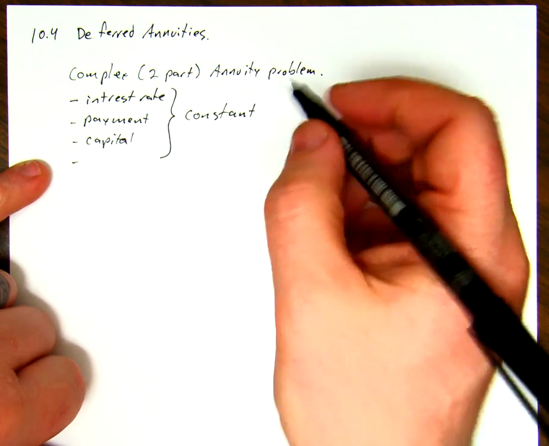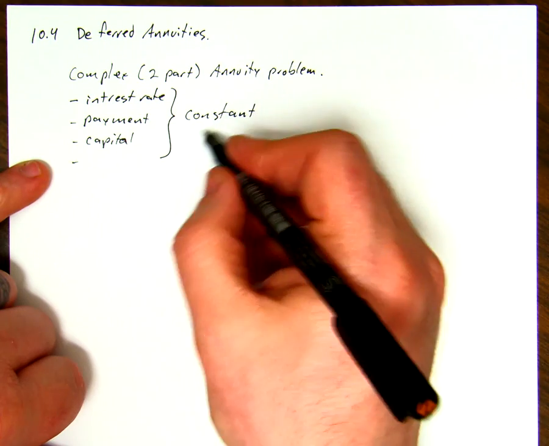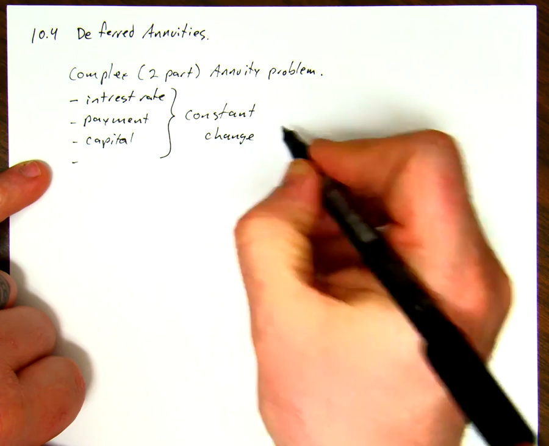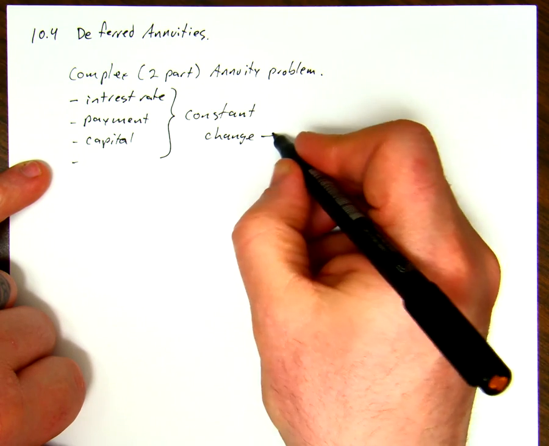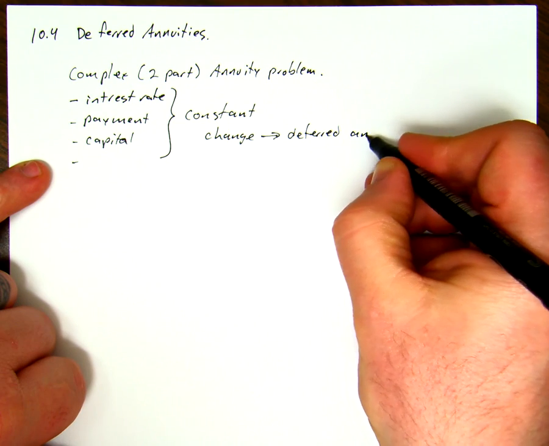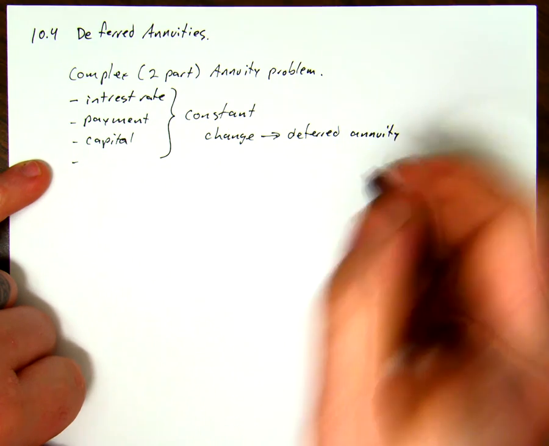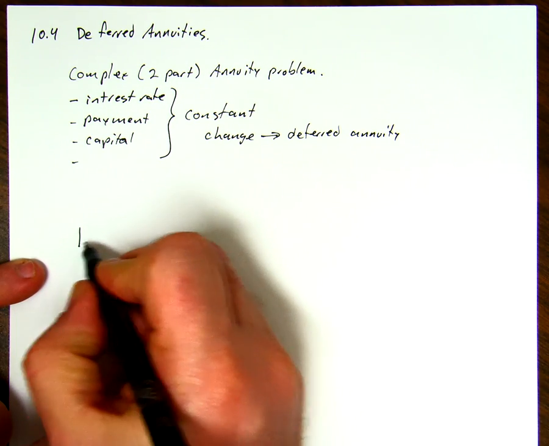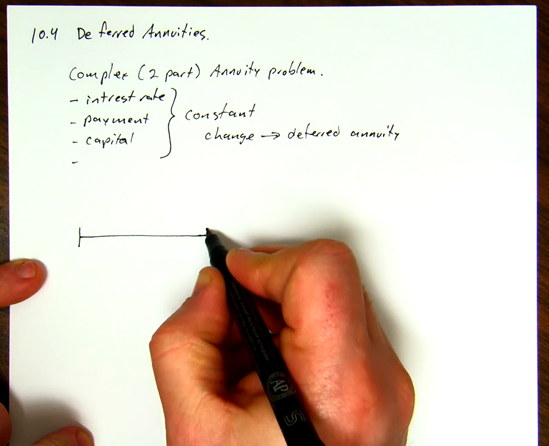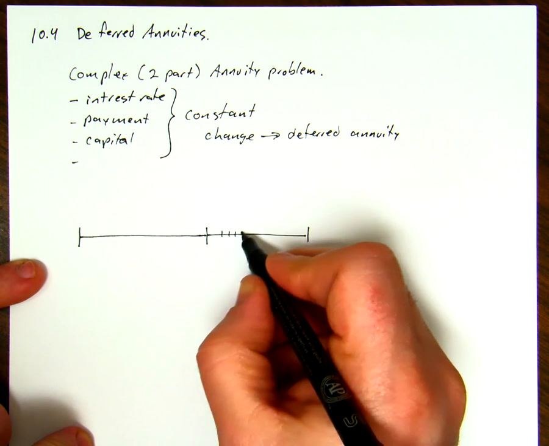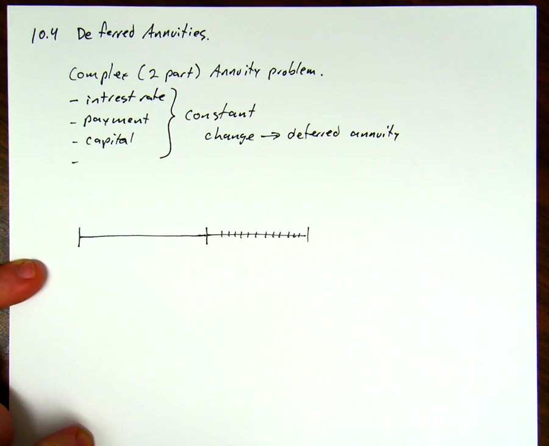A deferred annuity is when any of these change, so if there's any change, but we don't have the answer yet, this makes a deferred annuity. Well, a deferred annuity is actually a really specific type of this, where there is a time when there are no payments, and then there's a time when there's a bunch of payments. So it's a two-part problem.